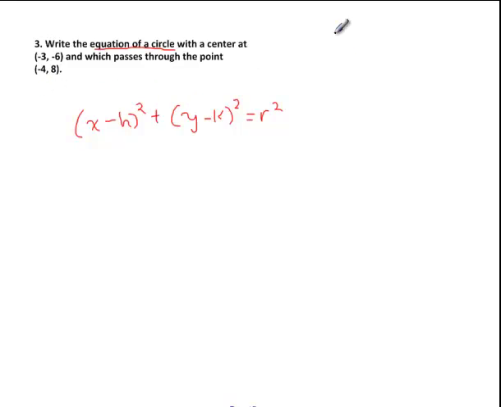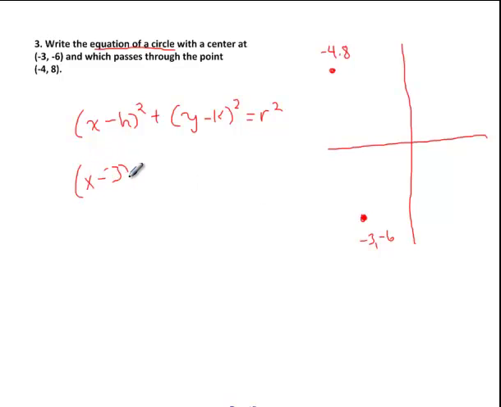Well, I'm going to give myself a little visual over here. Here is my graph. Negative 3, negative 6 would be right here. That's my center. And it passes through the point negative 4, positive 8. Well, I can get my center over here. x minus a negative 3 squared plus y minus a negative 6 squared means it's x plus 3 squared plus y plus 6 squared.